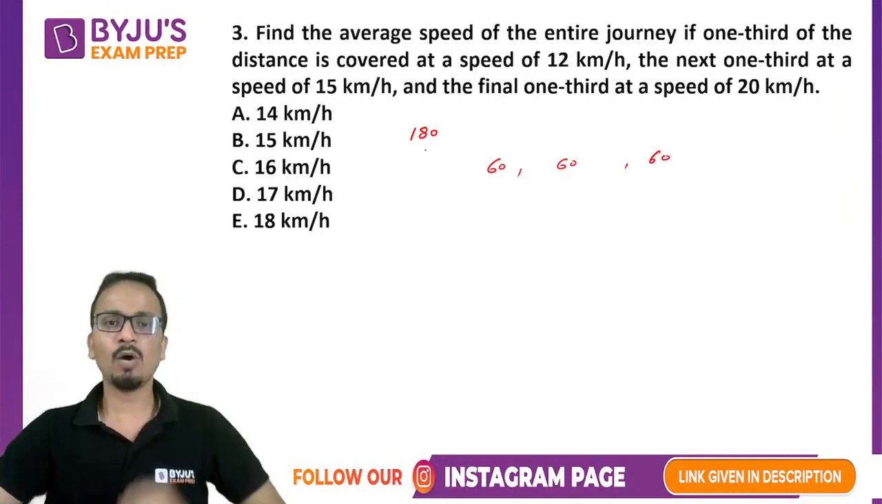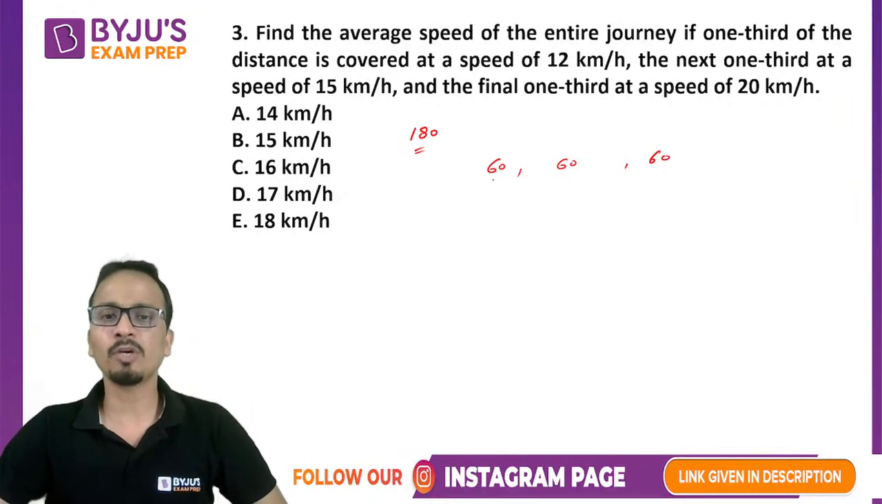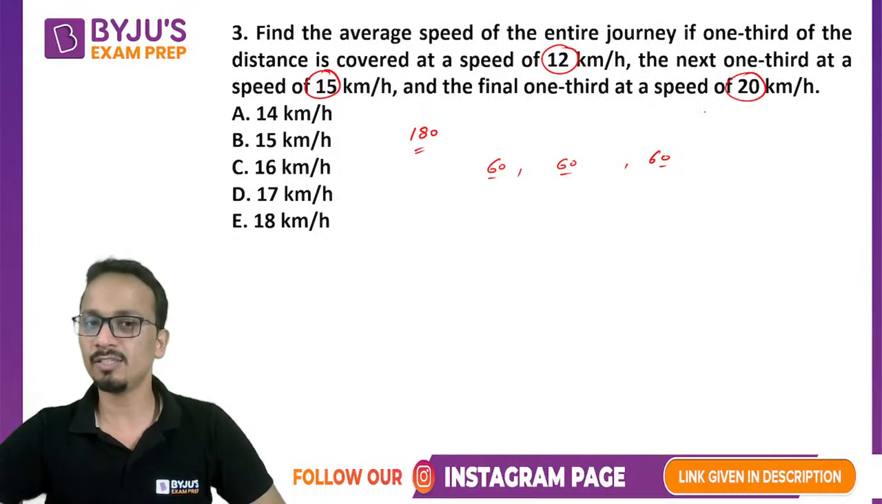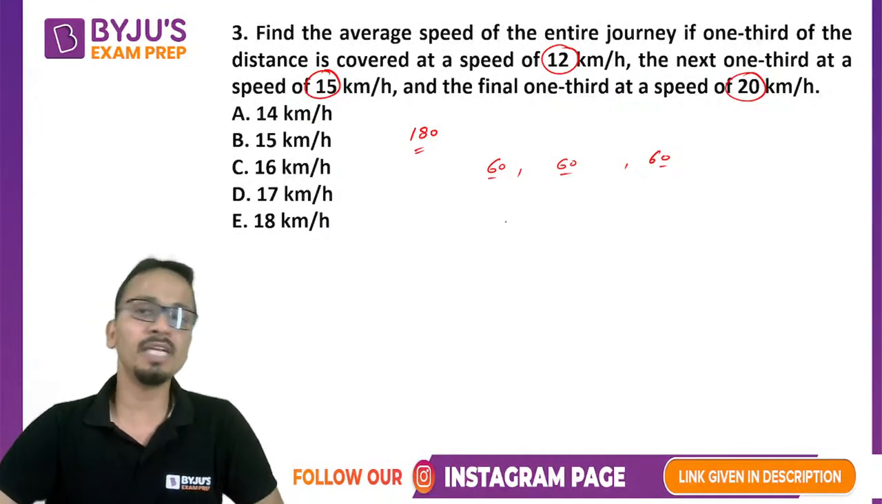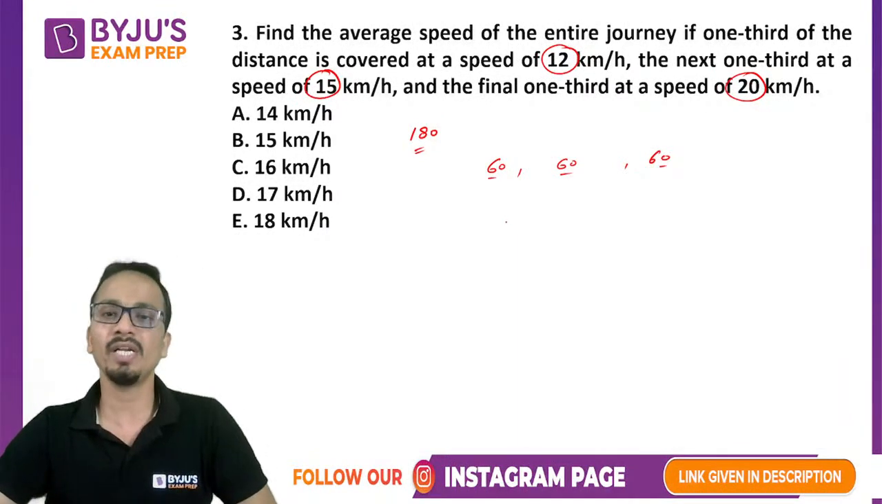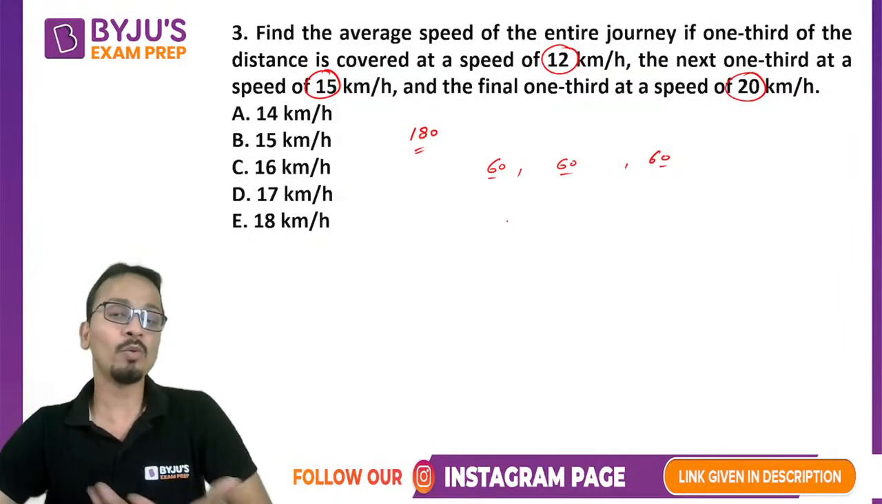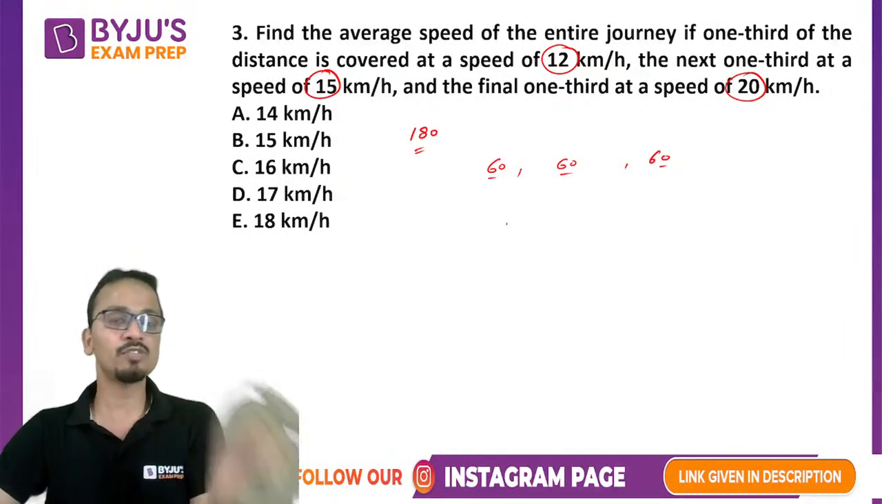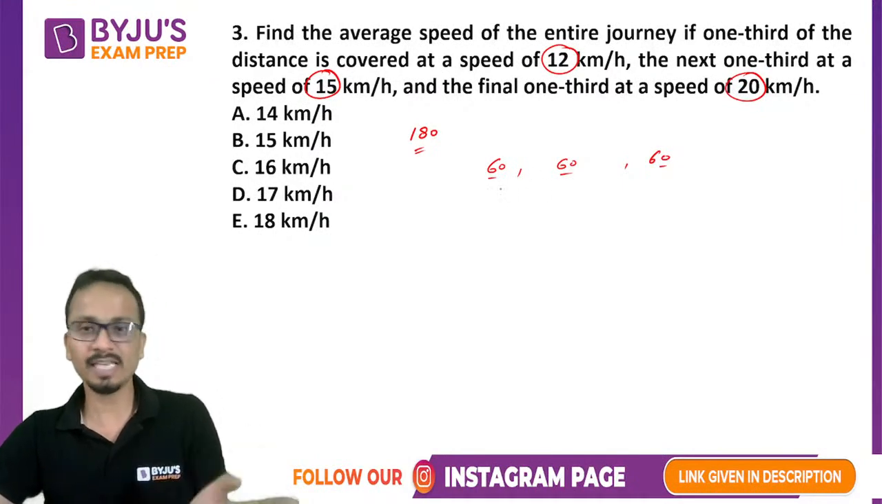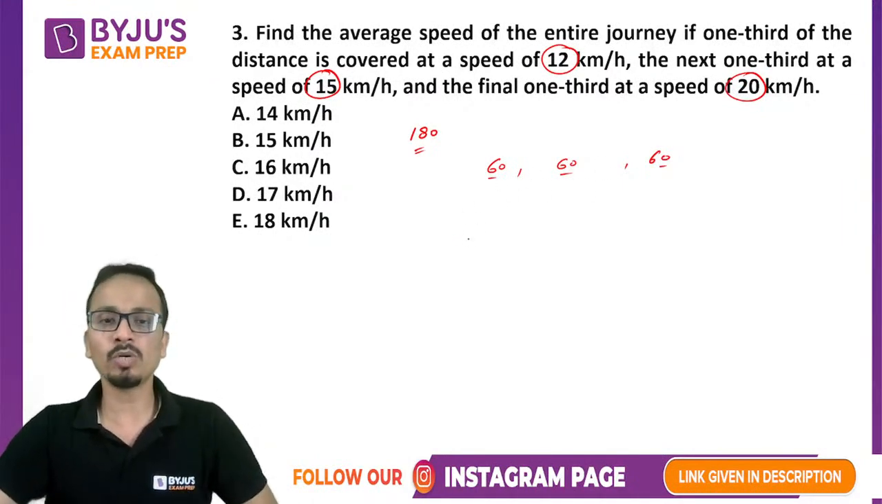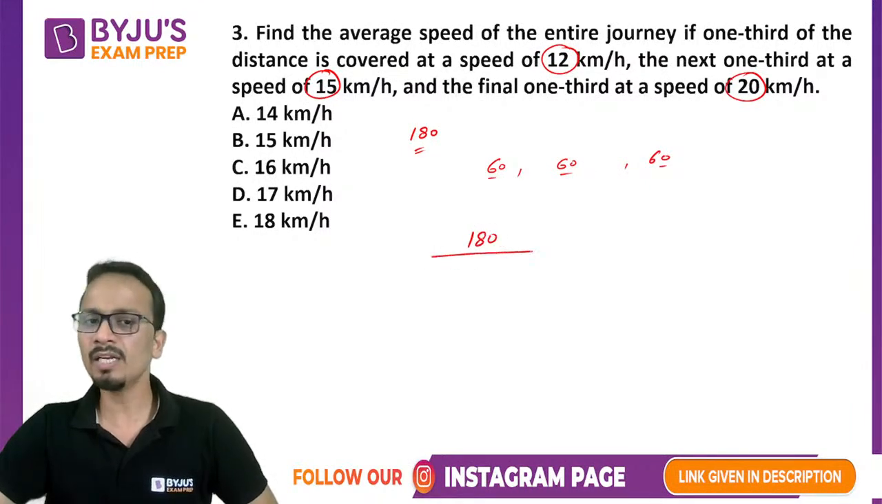Now why have we taken it as 180? Because after dividing it in 3 equal parts, 60, 60, 60, 60 is divisible by 12, 15 as well as 20. That is why we have taken it. We will not have this kind of liberty if I take the total distance as 120. 120 will be divided in 3 parts, 40, 40, 40, and 40 is not divisible by 12 or 15.